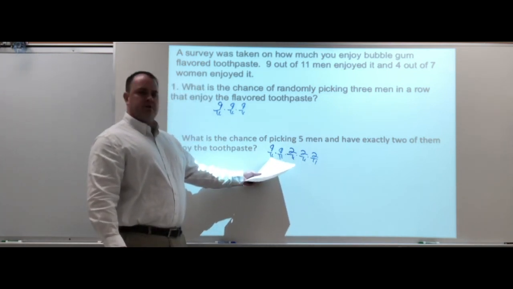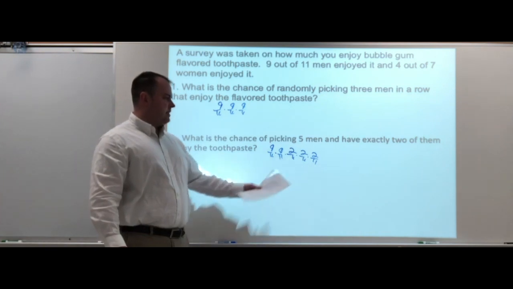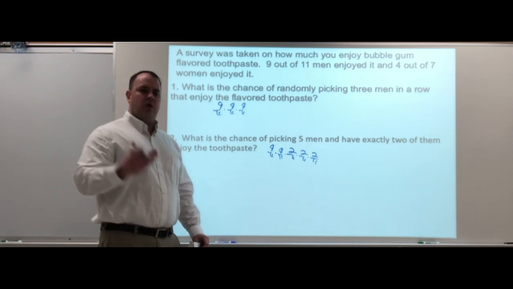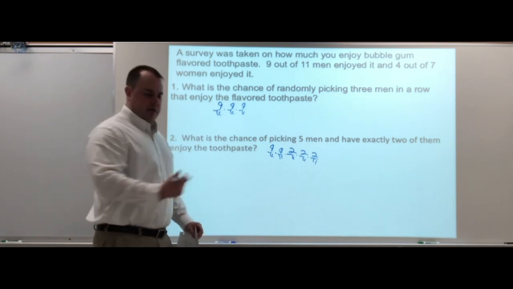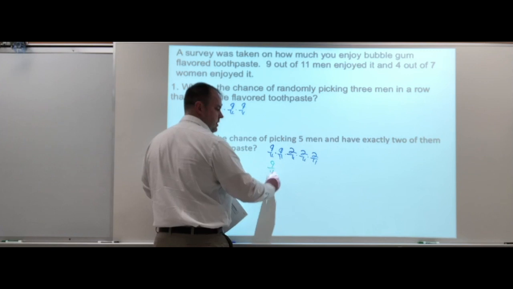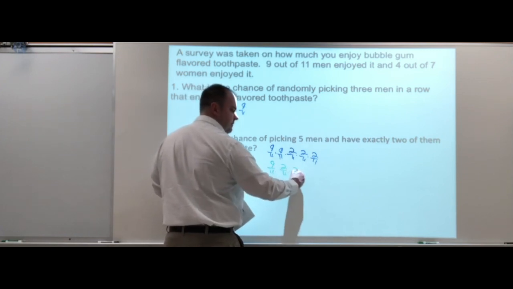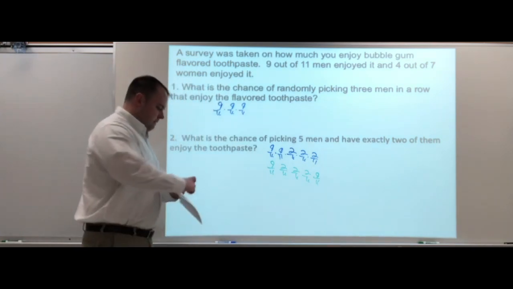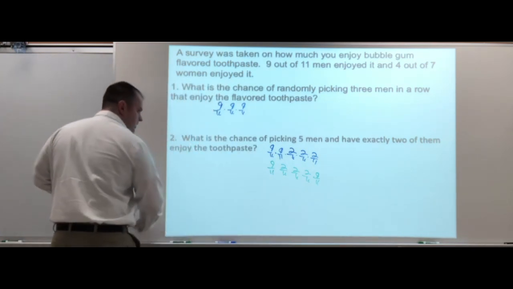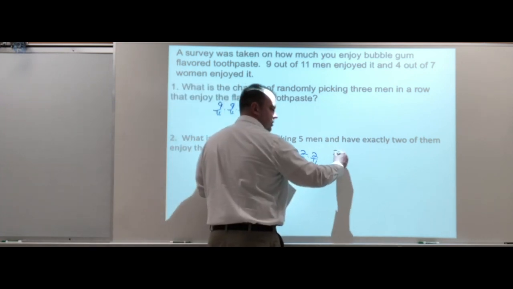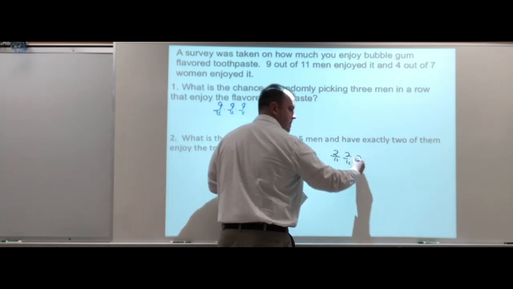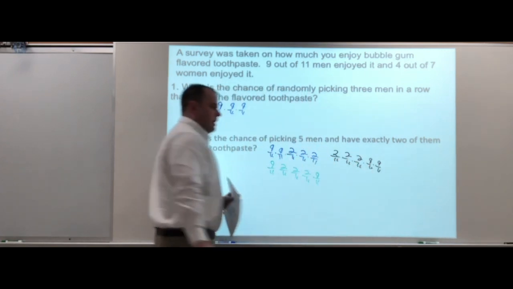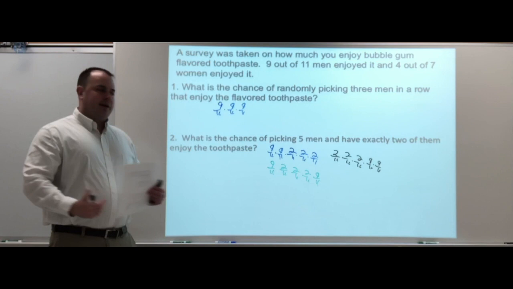This says that the first person likes it, the second person likes it, and the next 3 people don't like it. But if I ask 5 people, is that the only way that can happen? Maybe the first person likes it, the next 3 don't like it, and the last person likes it. Maybe the first 3 people don't like it, and the last 2 people like it.